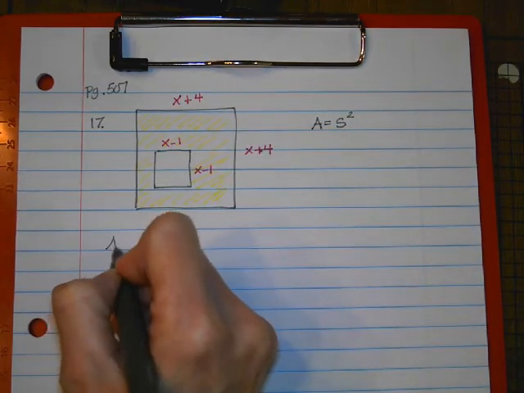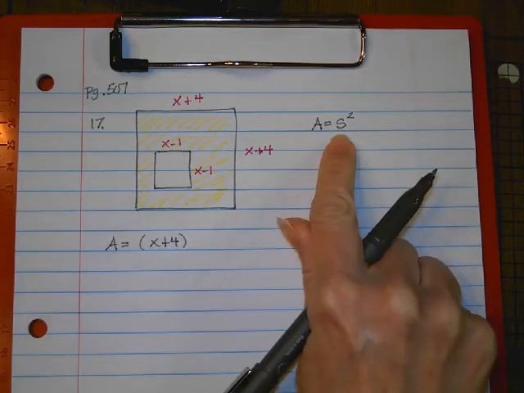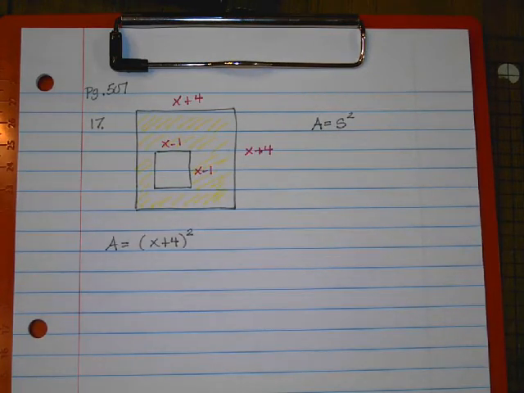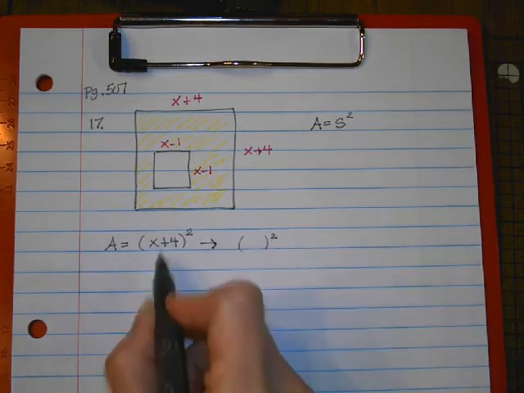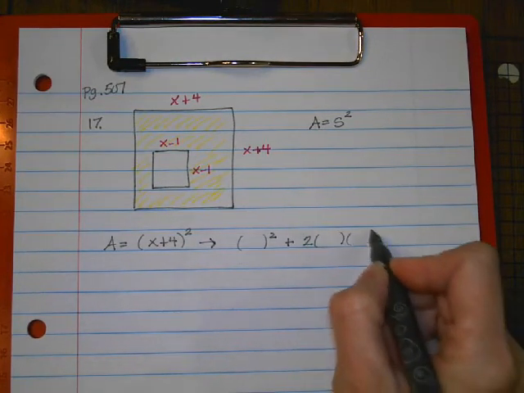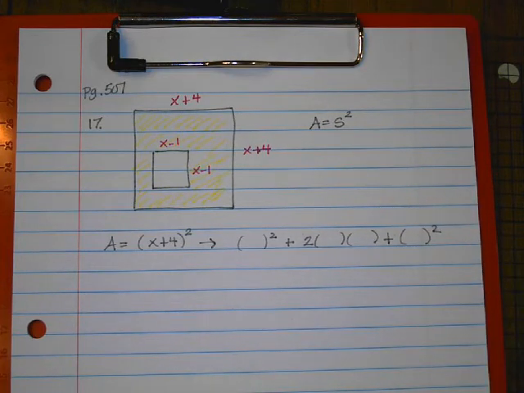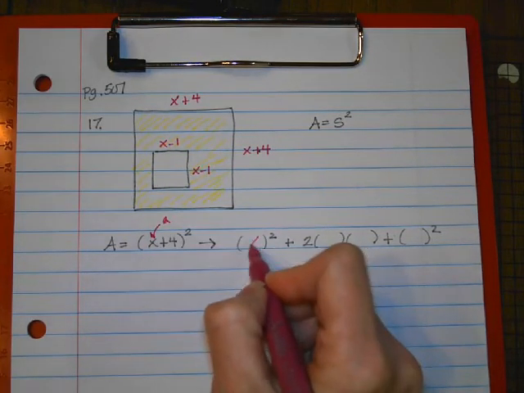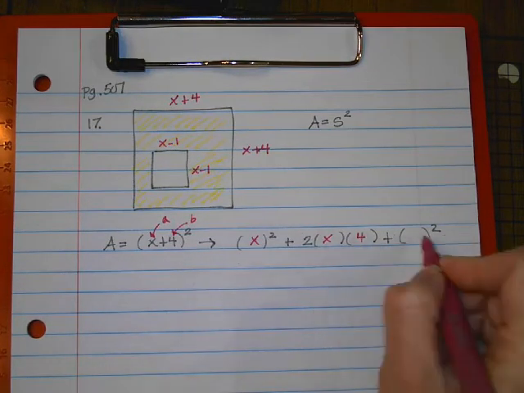To find that area, we take one side, which is x plus 4, because that represents our s, and then we square it. So we're going to solve that using that method we just did a second ago. This is going to become the a value squared, plus 2 times the a value times the b value, plus the b value squared. So we substitute those values in. This first value is my a value, so x everywhere I see an a, and that's my b value, so 4 everywhere I see a b.